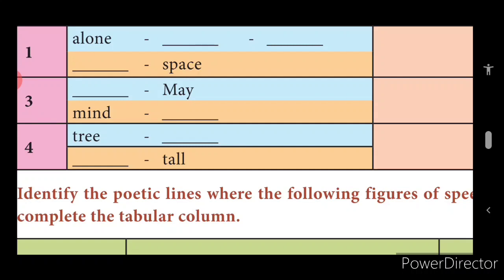Now, from fourth stanza. Fourth stanza, last word, children. First thing they have given, tree. What's the rhyming word for that tree? Tree, B. Okay, tree, B. Yes, next line is tall. For tall, what's the rhyming word? Tall, rhyming word is fall. Tall, fall. Okay, so here now rhyming words, we have done it.